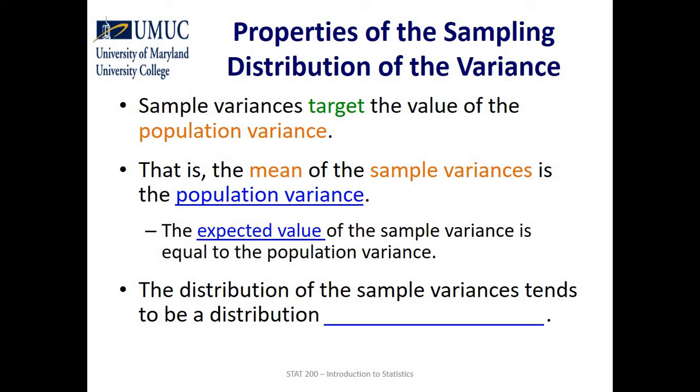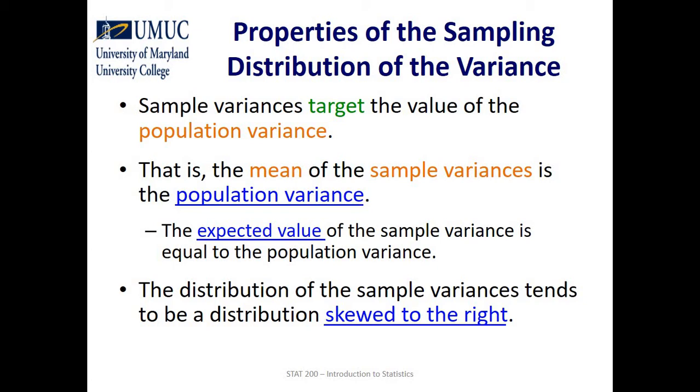So again, we're sampling over and over again. We're collecting multiple different variances, and they're not all going to be the same value. We're doing this over and over again. We're collecting information, and then we're going to take the mean of all of those, whatever computation we're doing, whether it be a mean itself, whether it be a variance, or whether it be a proportion, and then we're going to use that to estimate the actual population parameter, which is in this case the variance. Now the distribution of sample variances tends to be a distribution that is skewed to the right.